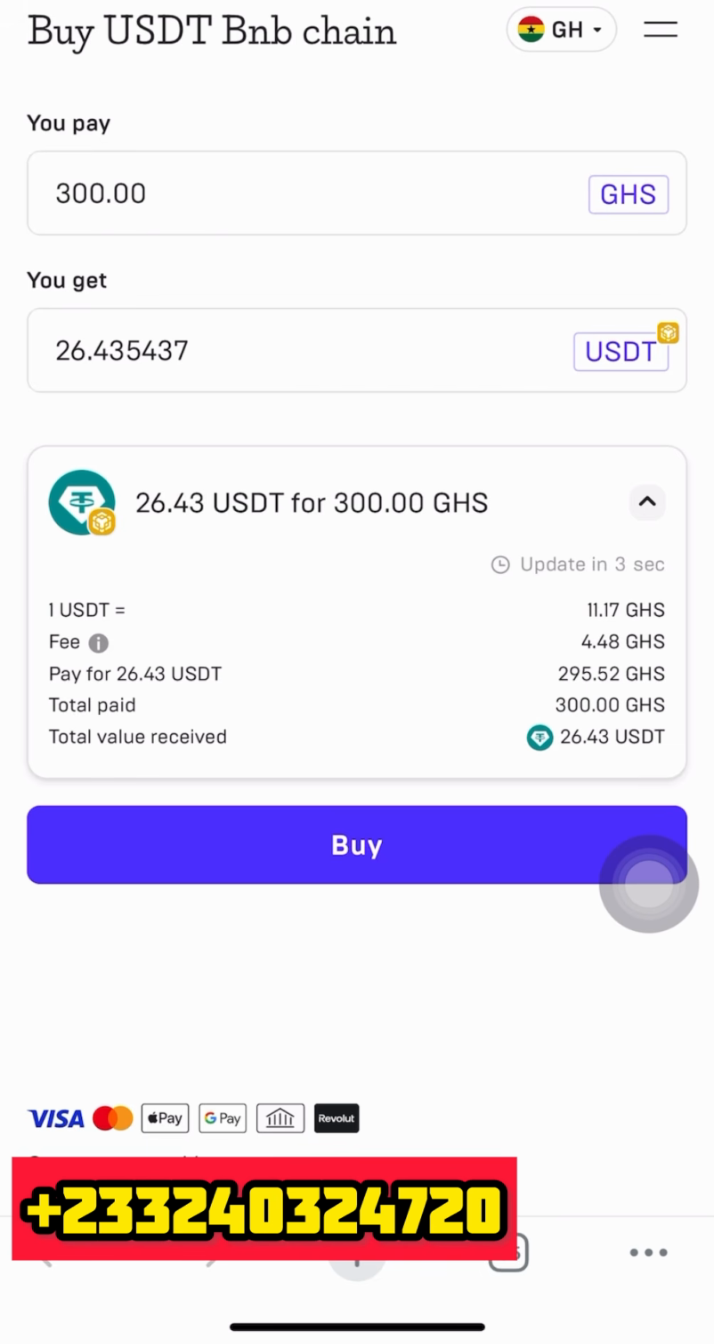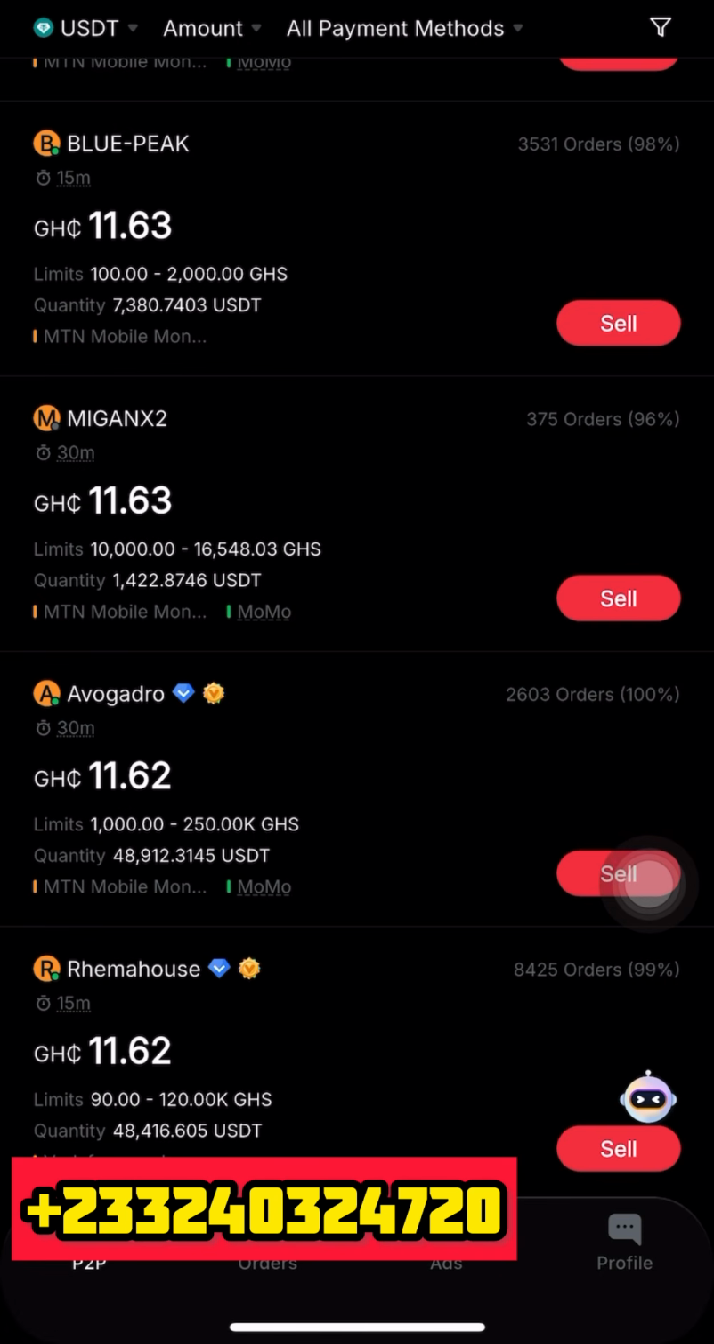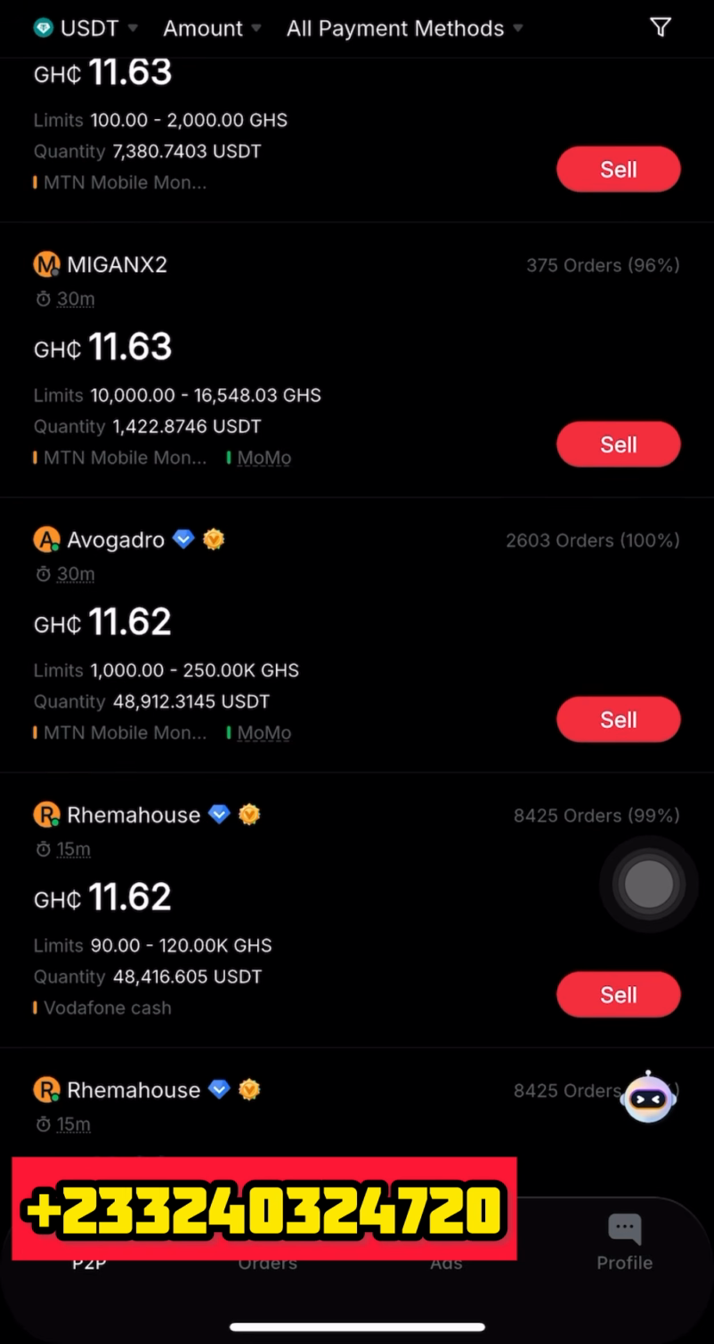Yeah. So it means that if I'm spending 300 Ghana cedis, I'll be getting 26.43 USDT. Yeah. So before I proceed, let me go and see if after this one I will earn profit. So 26.43, right? So I will come to my P2P, because I will use my address. I'll use my Bybit address to receive that money. Yeah. And everything is legit. Those who do bank to P2P, they are aware.